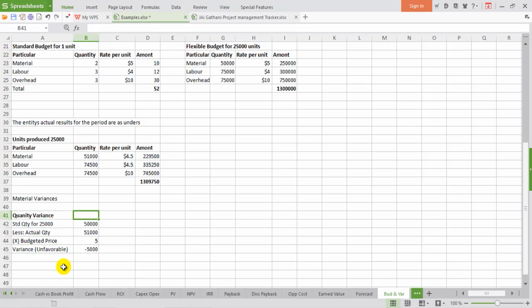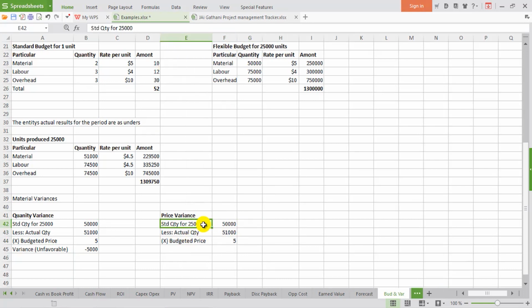Now we're going to compute the price variance for the materials. I'm using the same template over here, which kind of makes it easy. Now the standard price for 1 unit was supposed to be $5. Actual price is going to be 4.5, multiplied by the budgeted quantity. We're going to take the budgeted quantity because the variance that exists because of quantity is already taken care of by the quantity variance over here. The budgeted quantity is supposed to be 50,000 units.